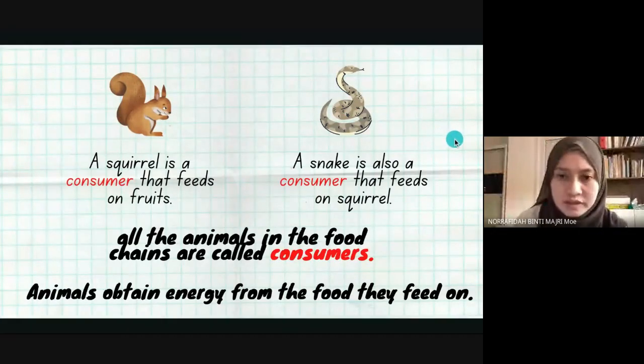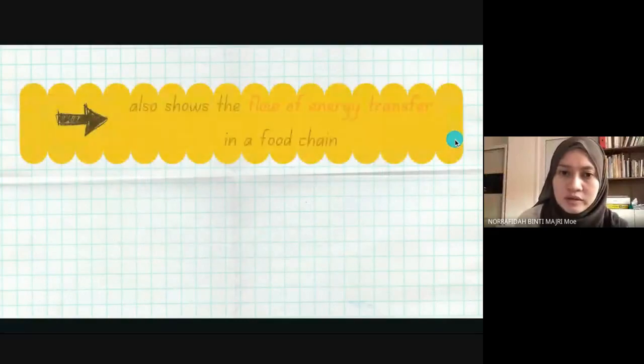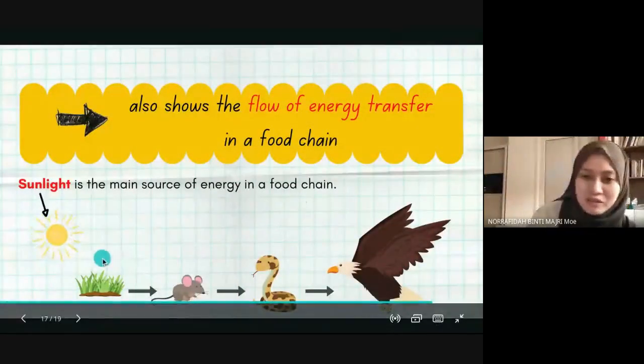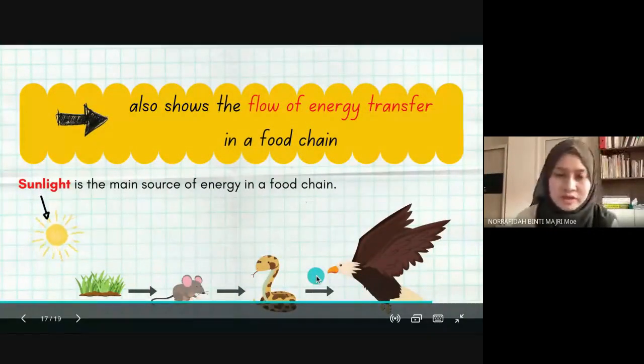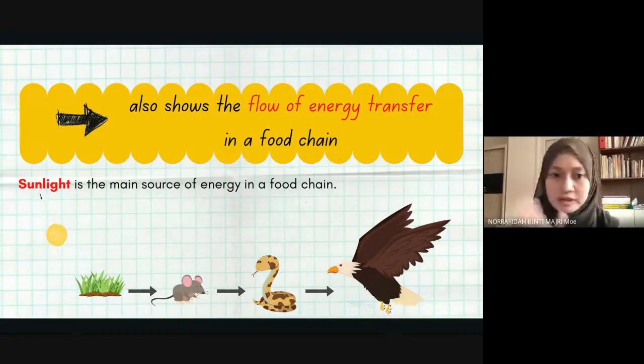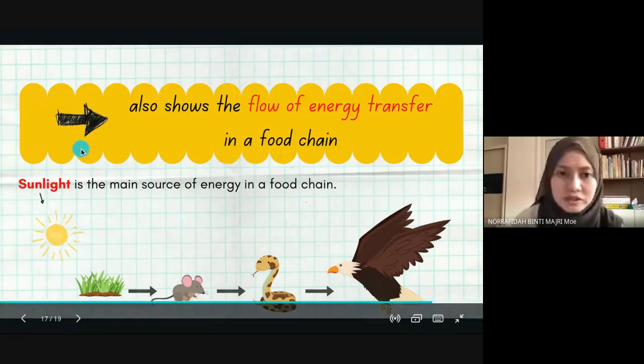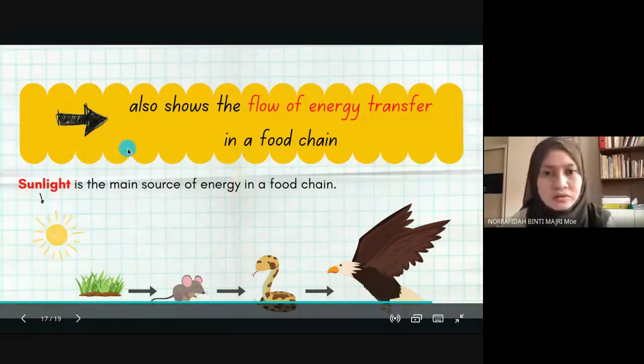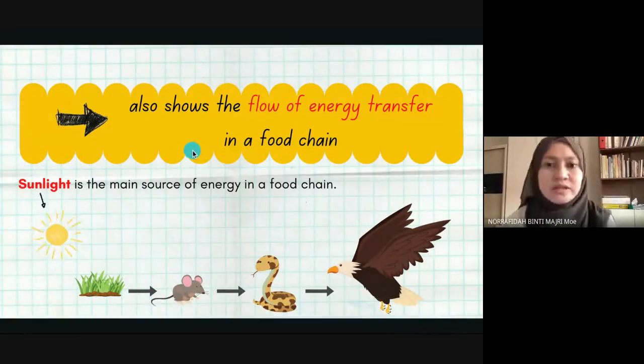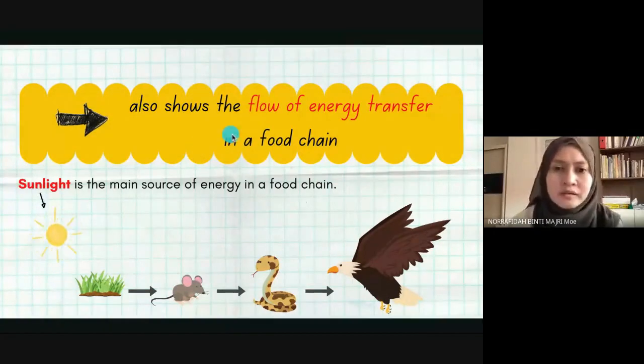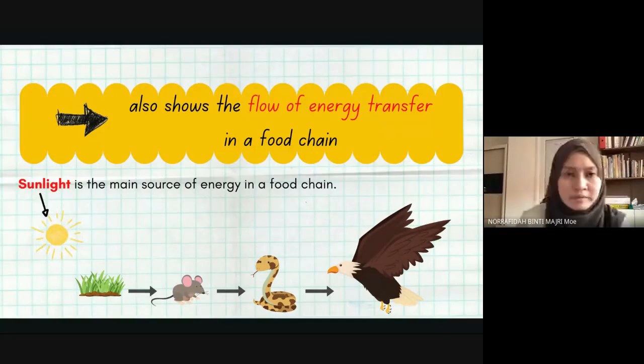And remember, the food chain is one way only. One way means satu hala sahaja. That is called a food chain. Because after this you will go advanced, you will learn about food web. Itu nanti. So next one, the arrow. The arrow also shows the flow of energy transfer in a food chain. Energy transfer ialah perpindahan tenaga. Di mana kamu dapat tenaga daripada makanan.